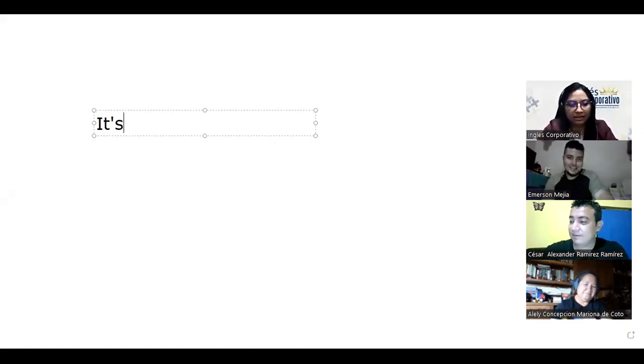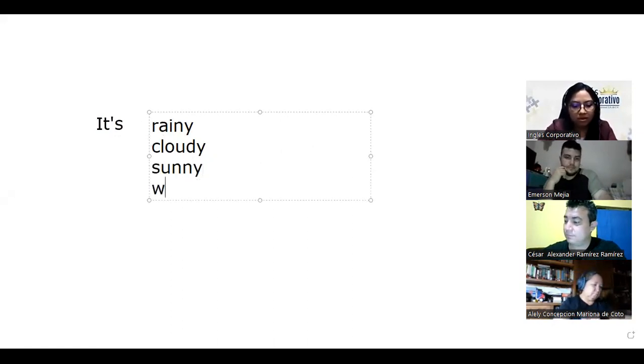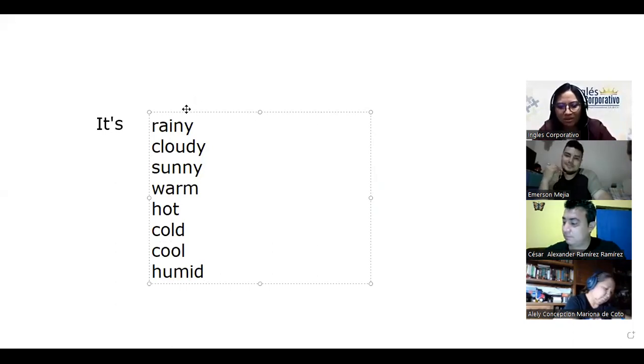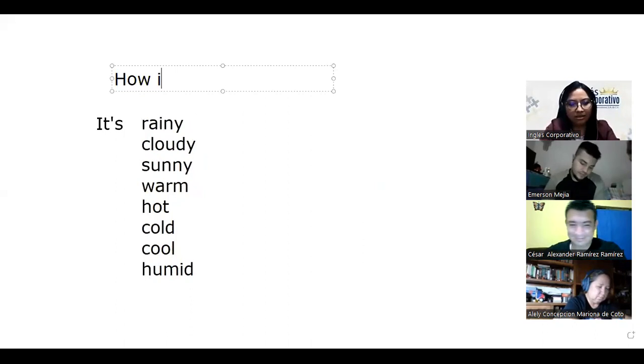Bueno, hagamos esto. Siempre empezamos con la expresión it's. Y podemos decir it's raining. It's cloudy. It's sunny. It's warm. It's hot. ¿Qué más tengo? Cold, cool, humid. Tantas expresiones que podríamos utilizar. ¿Cómo es el clima? How is the weather? Miren, I have so many examples. It's cold. So, how is the weather?